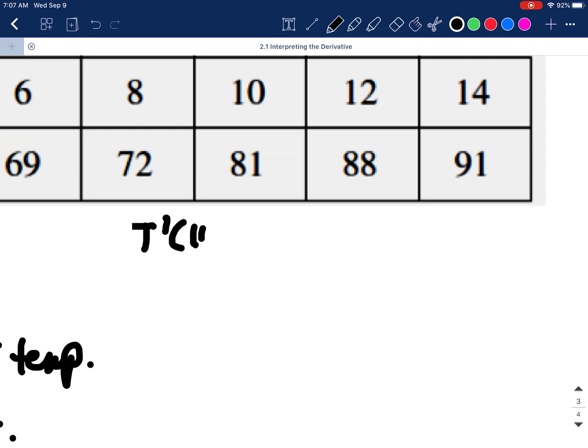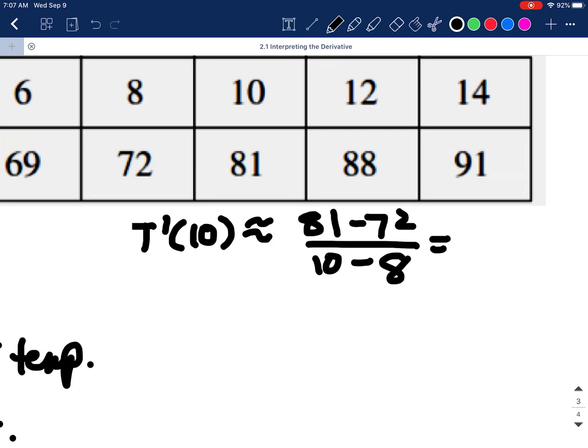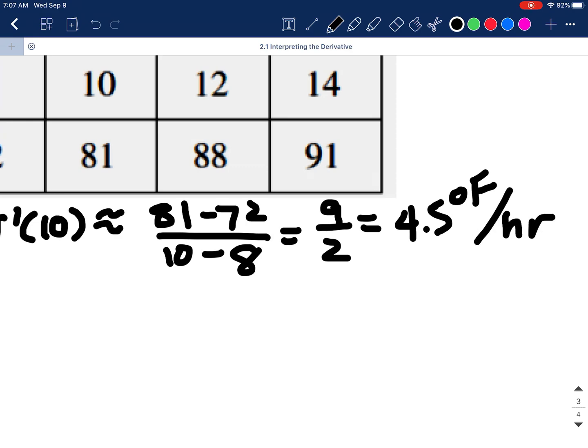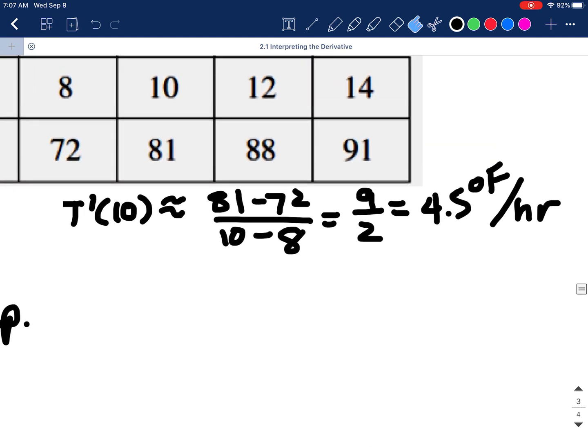So T prime of 10 is approximately, if I do it from the left, that would be 81 minus 72 over 10 minus 8, which is going to be 9 over 2. And note that's 4.5 degrees Fahrenheit per hour would be our units. So the approximate rate of change of the temperature would be 4.5 degrees Fahrenheit per hour.